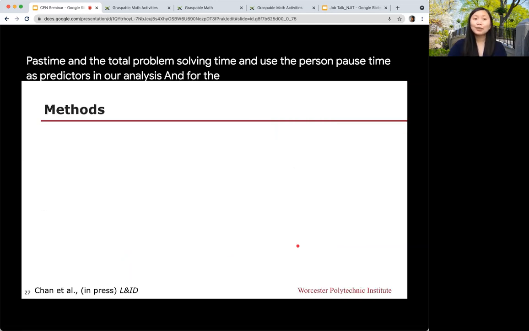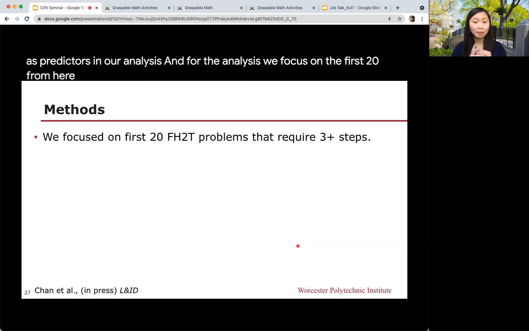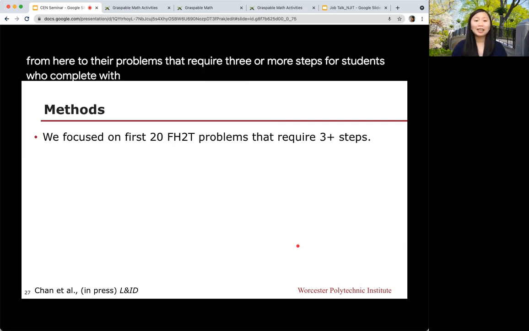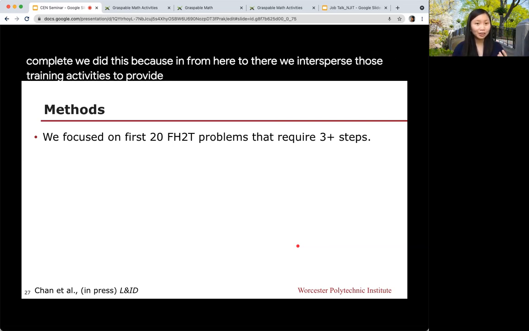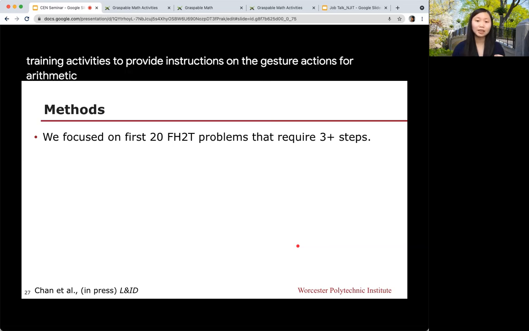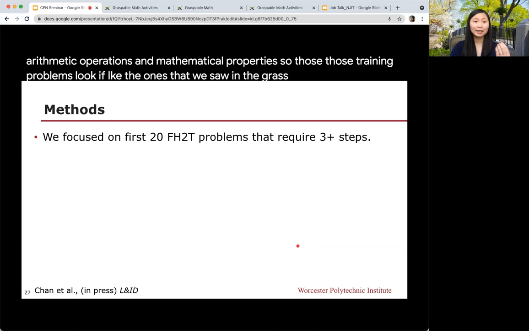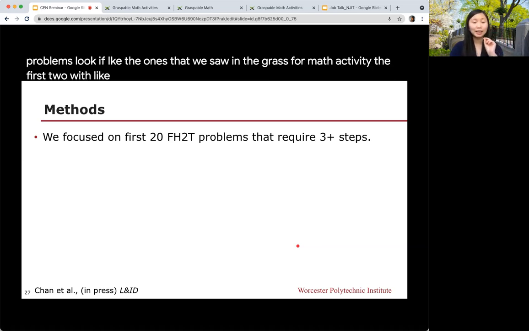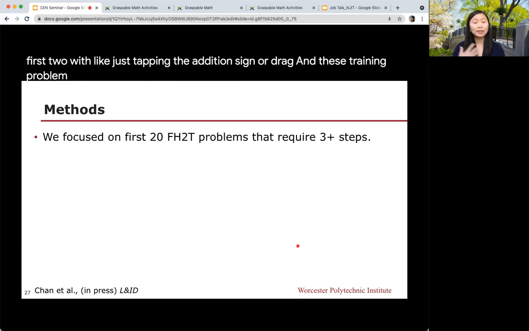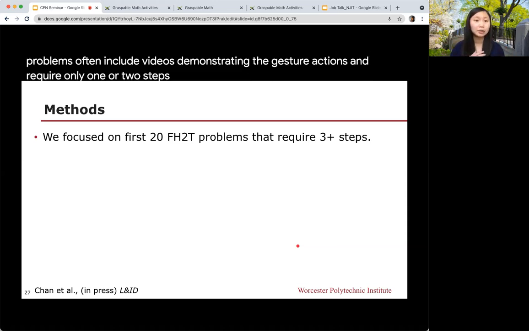And for the analysis, we focus on the first 20 From Here to There problems that require 3 or more steps for students to complete. We did this because in From Here to There, we intersperse training activities to provide instructions on the gesture actions for arithmetic operations and mathematical properties. So those training problems look like the ones that we saw in the Graspable Math activity, the first 2 with just tapping the addition sign or dragging the numbers to combine them. And these training problems often include videos demonstrating the gesture actions and require only 1 or 2 steps to complete.